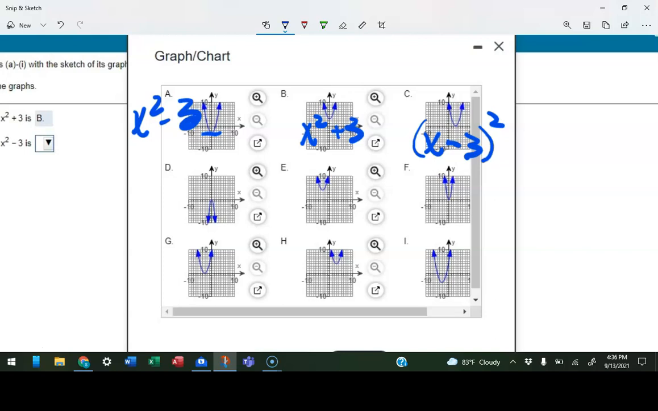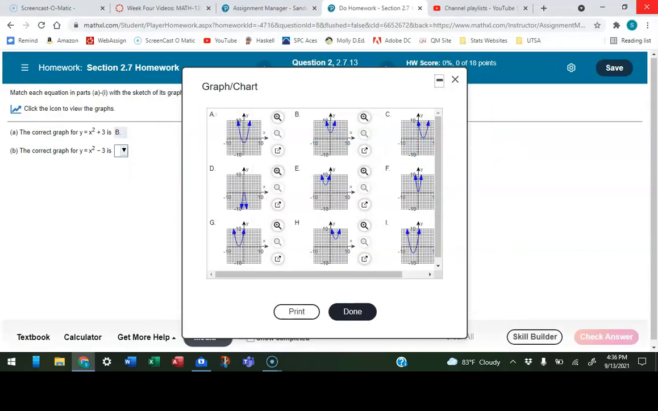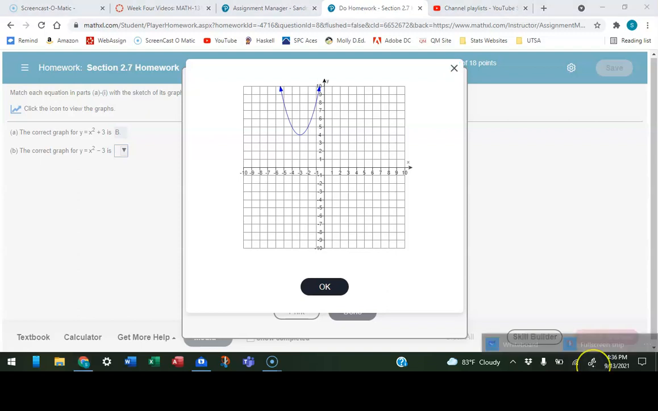What happened to D? D got flipped. Instead of opening upwards, it's opening downwards. So how do I flip something? I just slap a negative in front, and that flips it. Okay, so let's look at E. So I'm going to zoom out of here for a second, and I'm just going to look at E this way so you can see exactly what happened.